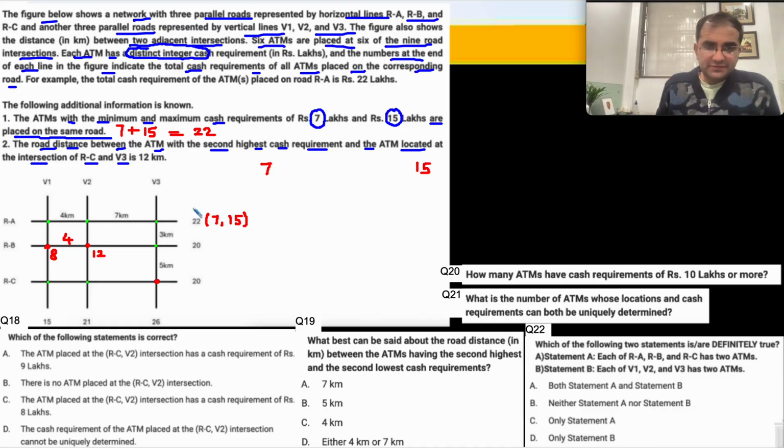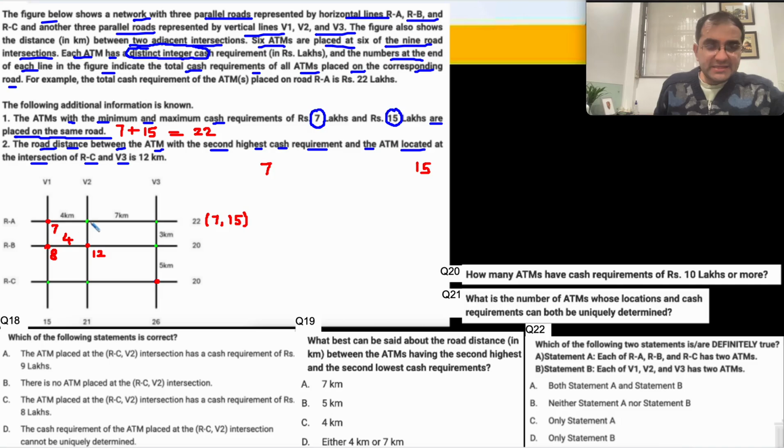ठीक है, 7 plus 15 22 हो जाएगा. 7 and 15 को definitely इस line पर आना पड़ेगा. So if I have an 8 over here, अब 8 के साथ 15 तो आ नहीं सकता, तो 8 के साथ तो 7 आएगा. 8 के साथ 7 आके 15 आ जाएगा. So there will be no ATM over here.